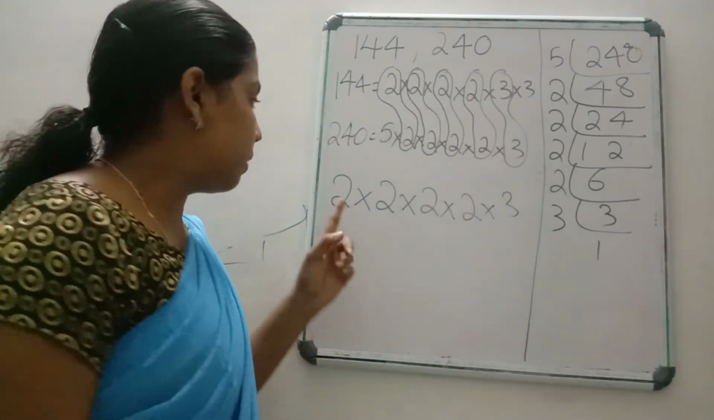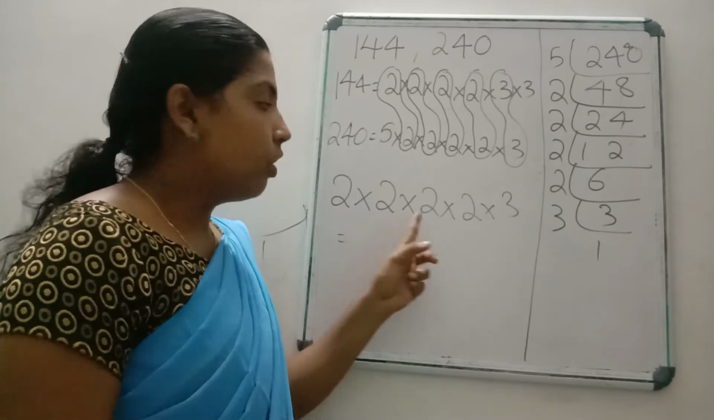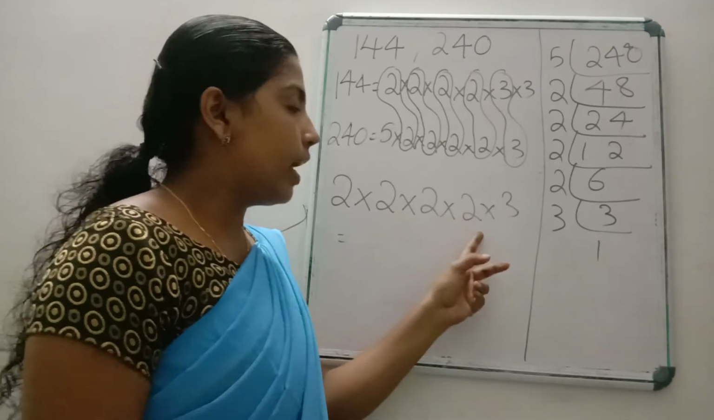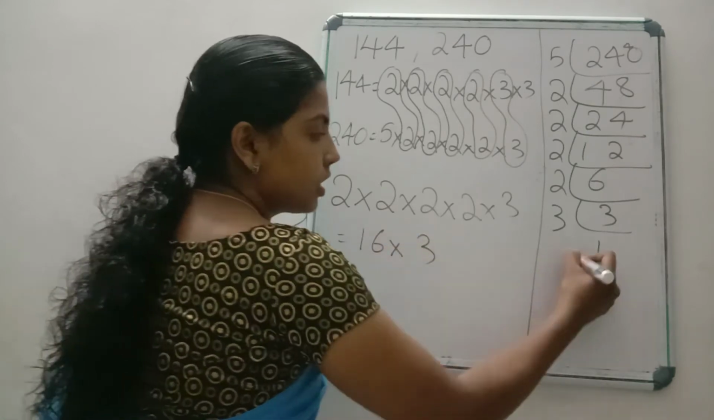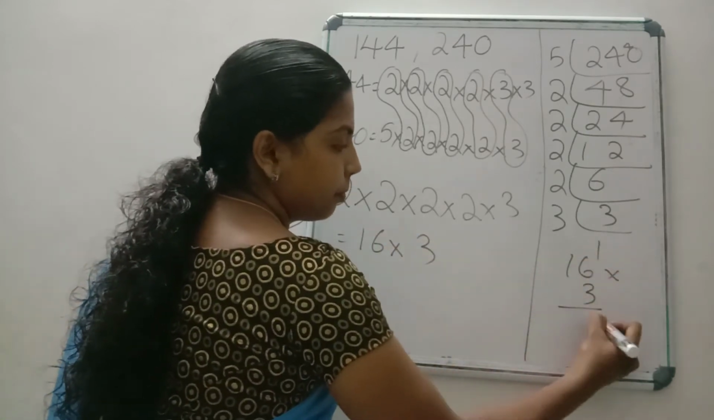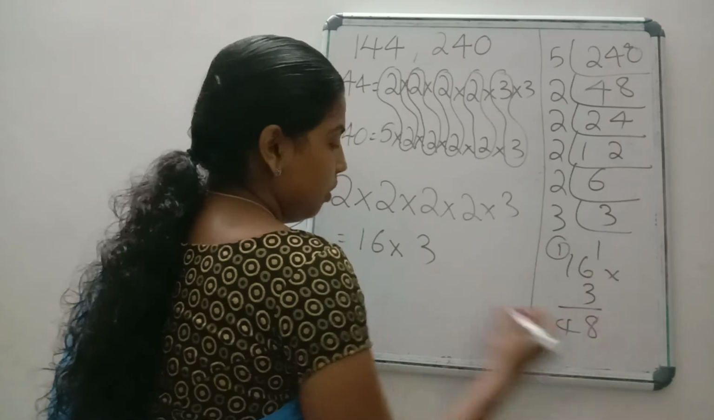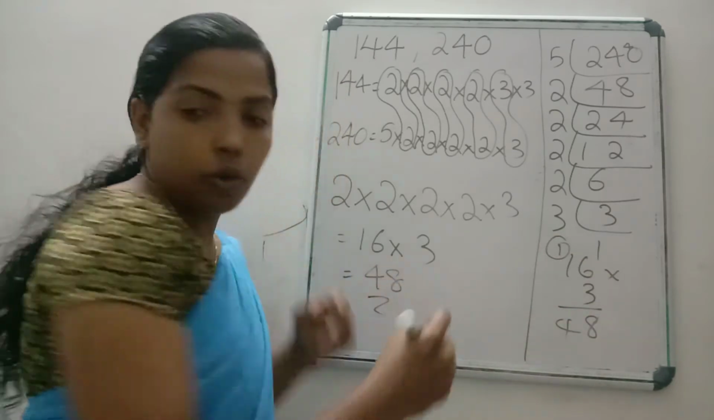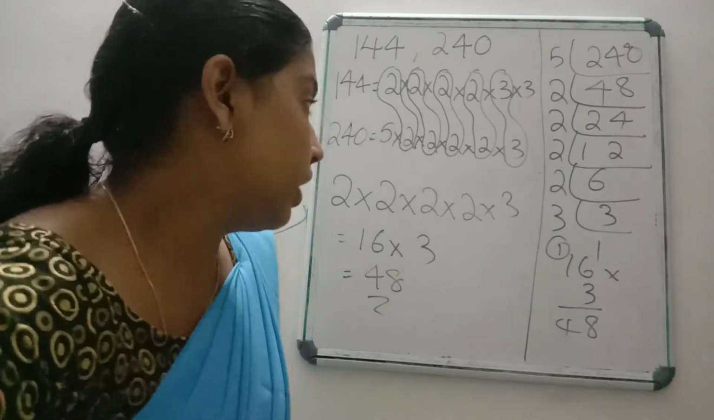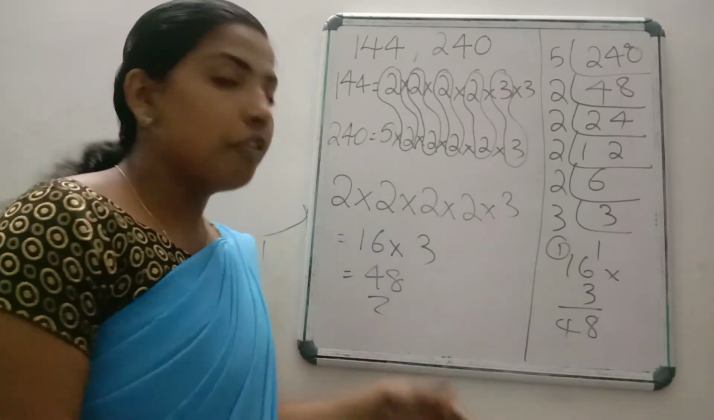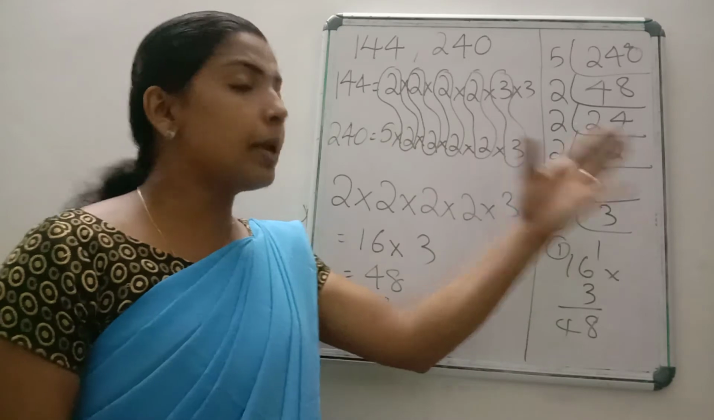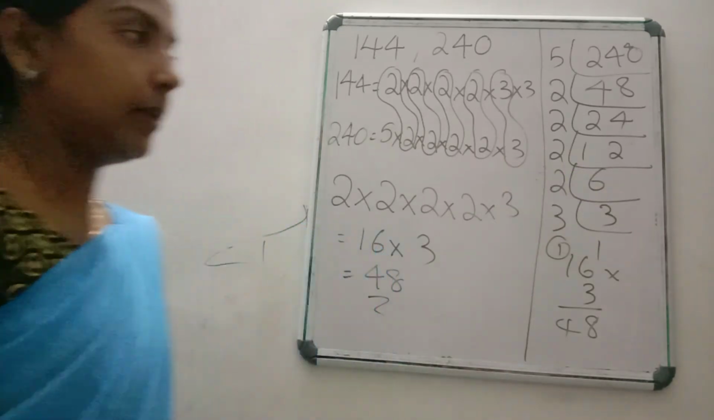Okay. Now just multiply 2 into 2, 4. 4 into 2, 8. 8 into 2, 16. 16 into 3. What is 16 into 3? 48. So the HCF of 144 and 240 is 48. We found it using prime factorization method.